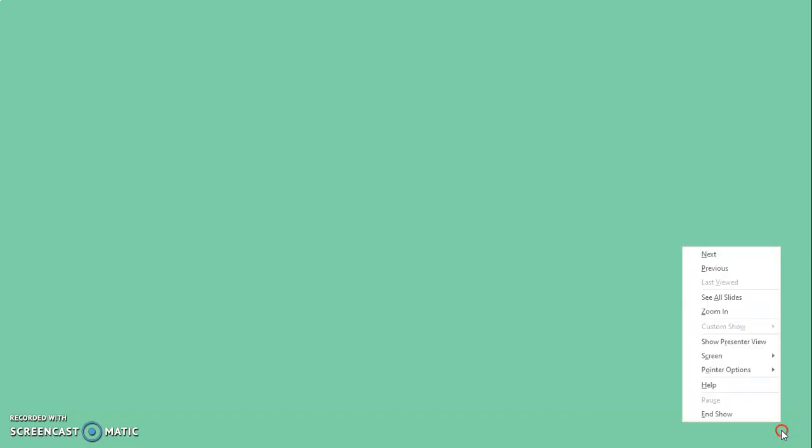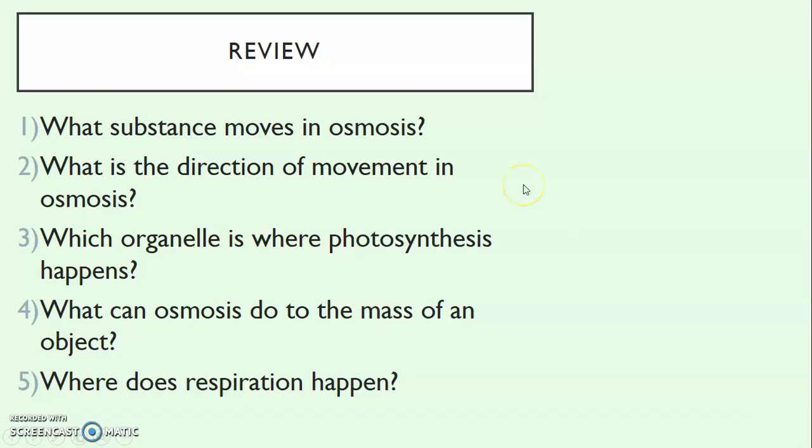So we'll start off with our quiz again. We've got 5 questions. Question 1, what substance moves in osmosis? Question 2, what is the direction of movement in osmosis? Question 3, which organelle is where photosynthesis happens? Question 4, what can osmosis do to the mass of an object? And question 5, where does respiration happen? Okay, so pause the video, write down your answers and come back and check.